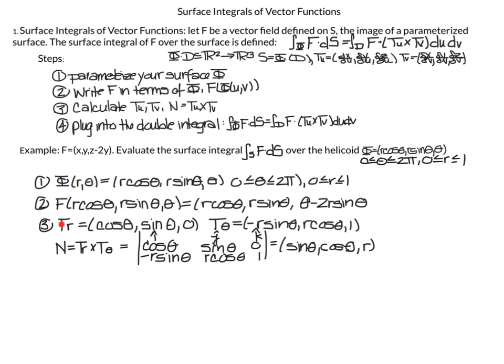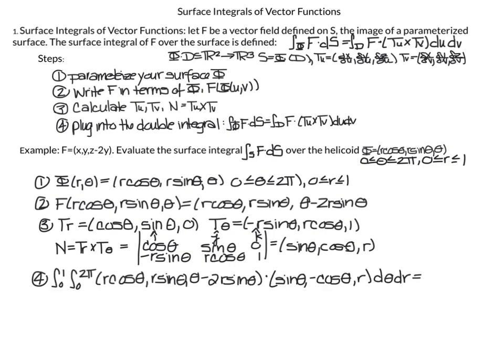So we will first calculate tr, and that is to take the partial derivative with respect to r, so theta is considered constant, so we'll get cosine theta, sine theta, and theta is a constant, so the derivative will be equal to 0. Next, we'll take t theta, so we'll consider theta our variable and hold r constant, so we'll get minus r sine theta, r cosine theta, and 1. We can now calculate the normal, which is tr cross t theta, and you can verify my work, and it should come out to be sine theta, cosine theta, and r.